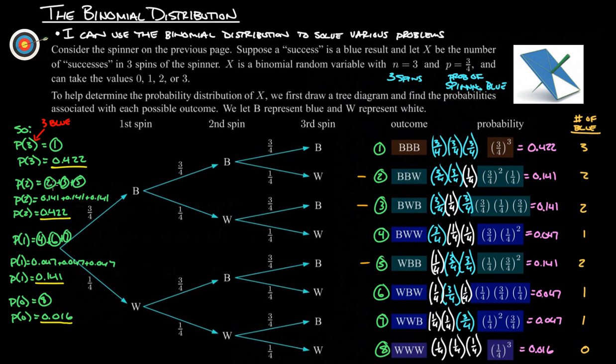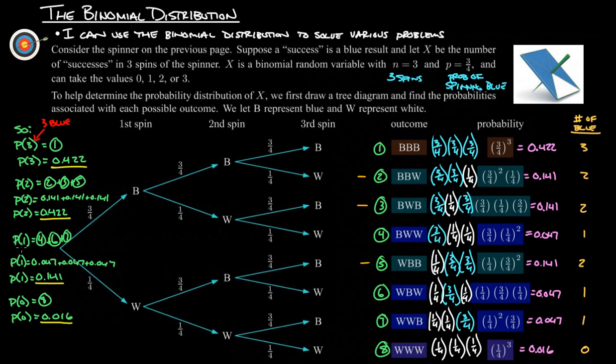So we add the probability of path 2, which is 0.141, plus path 3, which is 0.141 also, and then path 5, 0.141. So we just did this: 0.141 plus 0.141 plus 0.141 gave us 0.422. That's another way we could have gotten that. Okay, those are 3 different ways we can get 2 blues.